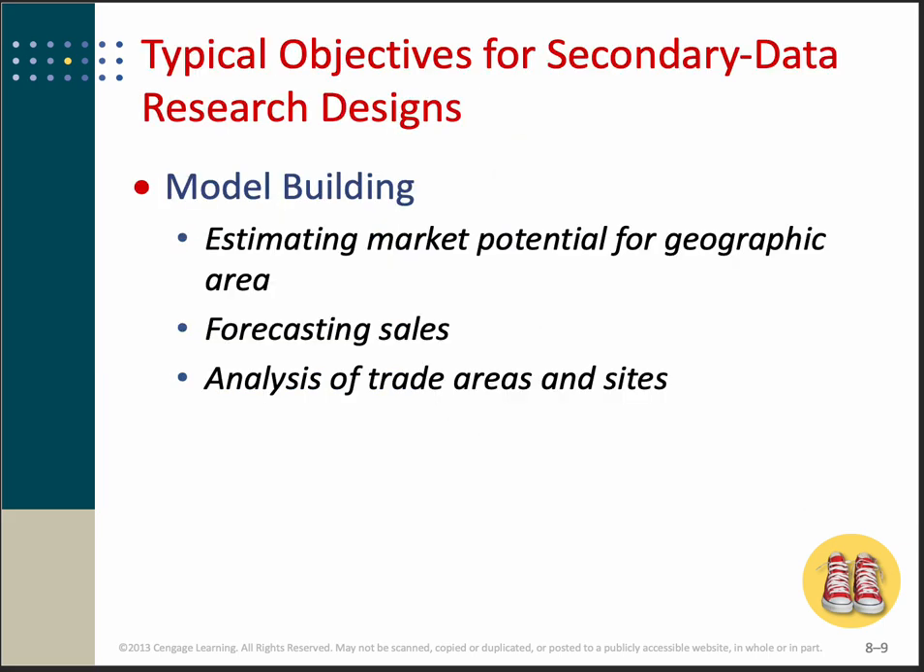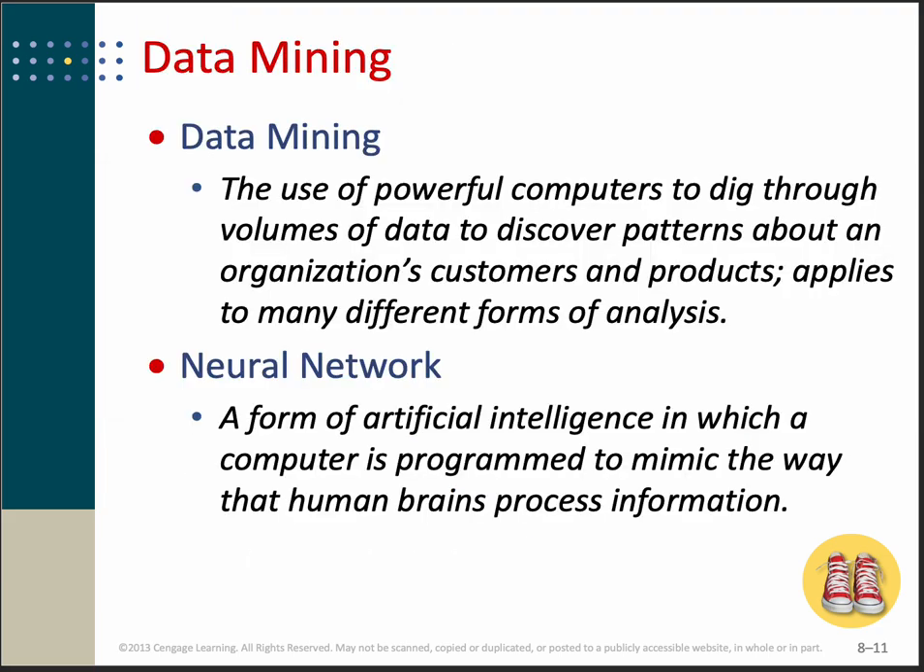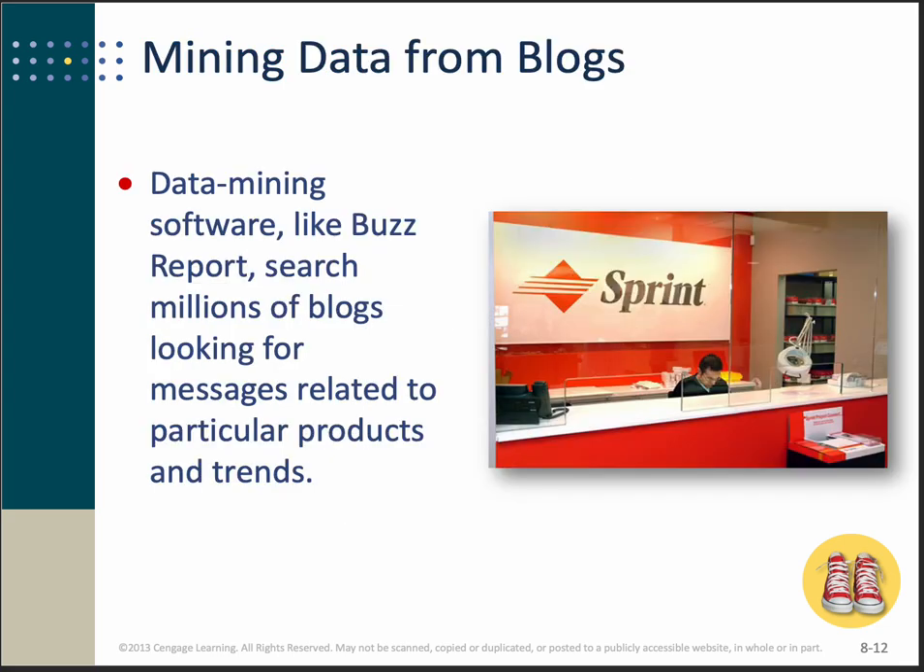Forecasting sales, estimating market potential. Again, secondary data already exists. It can be cheap to get. And here's a good example, or an example. Data mining, data analytics, neural networks, very hot job prospects in data mining, data analytics, those types of people.